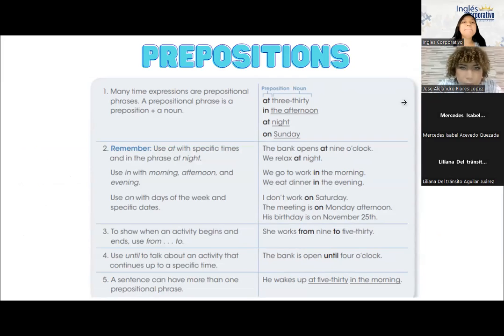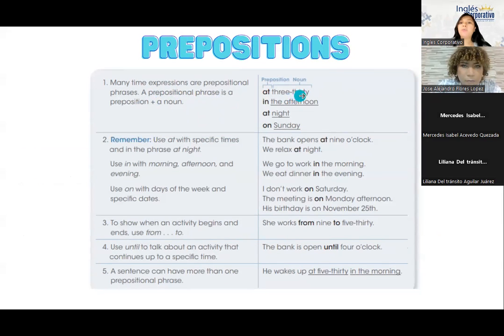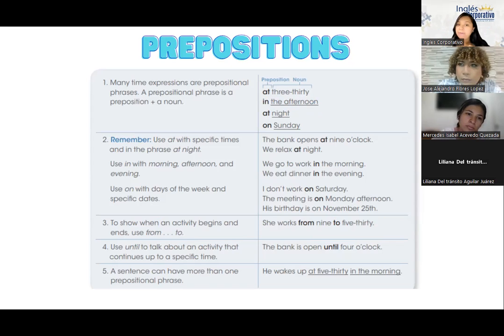So, many time expressions are prepositional phrases, okay? A prepositional phrase is a preposition plus a noun. Look at the examples, okay? At 3:30, a las 3:30, in the afternoon. Nunca jamás va a ser on the afternoon. Nunca va a ser at the afternoon. Siempre va a ser in the afternoon.